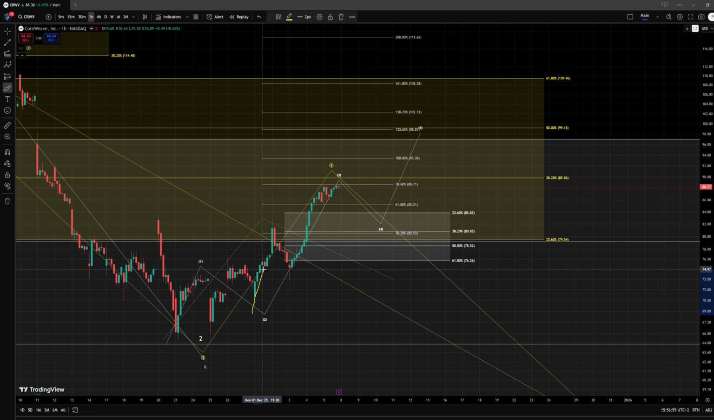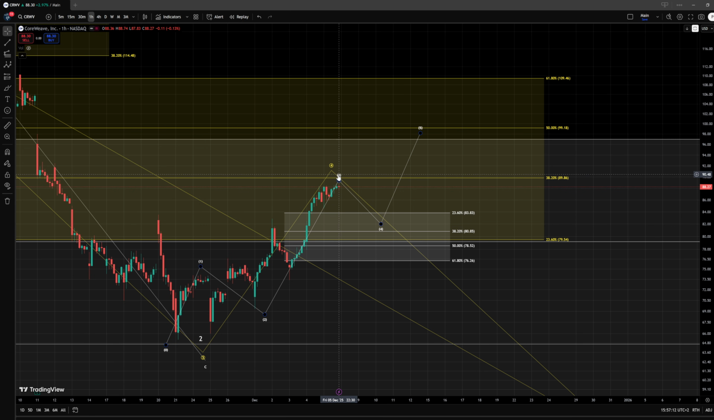I can easily be tracking this as an ABC pattern, where I wouldn't even like to see actually additional highs. I would like to see here the retracement in the wave 4 and then a 5th wave to the upside. And with that said, for now, these are the levels, this is the trade setup.